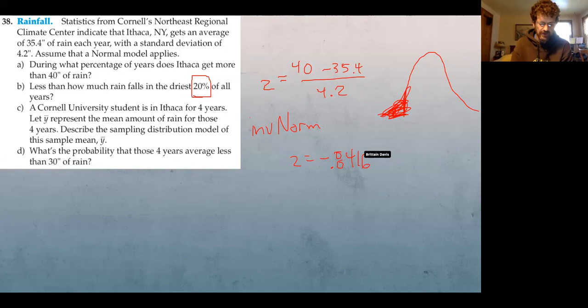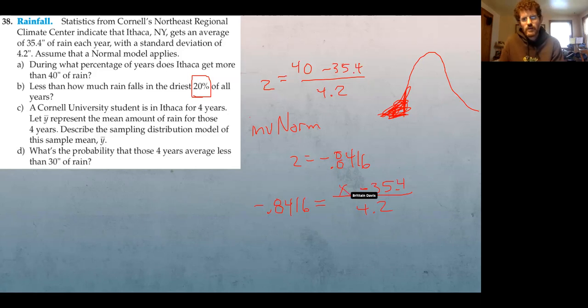And now I can use my z-score calculation, negative 0.8416. I know the mean is 35.4. I know the standard deviation is 4.2. So this is going to tell me when I solve for x right here, what is going to be the rainfall amount that is kind of the cutoff point for the 20%. Okay, so we can do that math. And I got 31.87 inches.